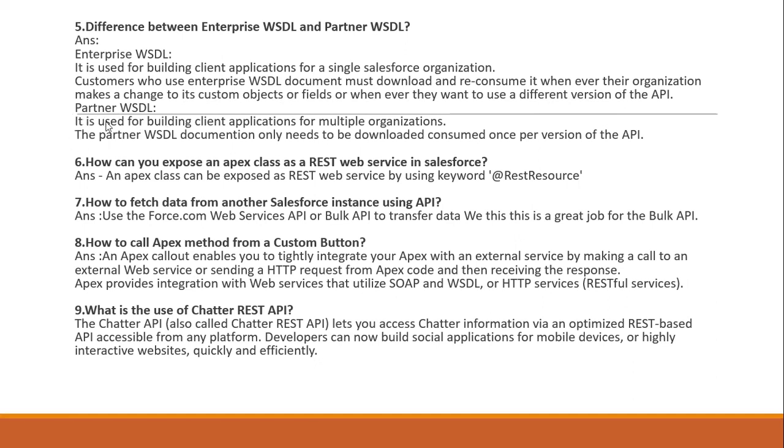Partner WSDL is used for building client applications for multiple organizations. The Partner WSDL document only needs to be downloaded and consumed once per version of the API.